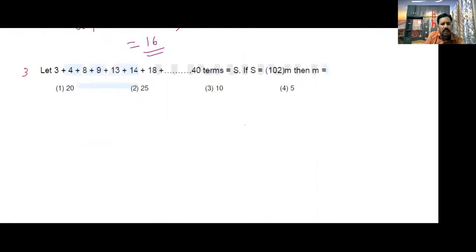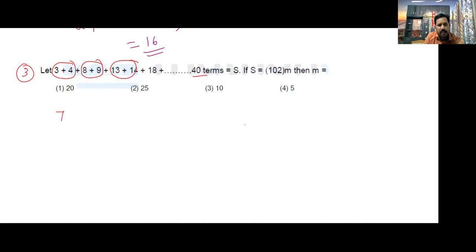This is the third one. Let 3 plus 4 plus 8 plus 9 plus 13 plus and so on, 40 terms, be equal to s. If s is equal to 102 into m, then what is the m value? See the series. Common difference is not the same. Common ratio is also not the same. Do one thing: take 2 terms as 1 unit. How many terms are there? 40. Taking 2 terms as 1 unit, we get a total of 20 units.